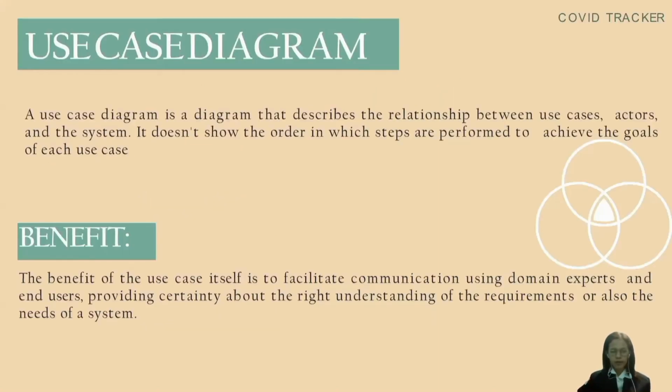Well, first we will discuss modeling using use case diagram. What is a use case diagram? A use case diagram is a diagram that describes the relationship between use cases, actors, and the system. It doesn't show the order in which steps are performed to achieve the goals of each use case. Then, what are the benefits? The benefit of the use case is to facilitate communication between domain experts and non-users, providing certainty about the right understanding of the requirements or the needs of a system.